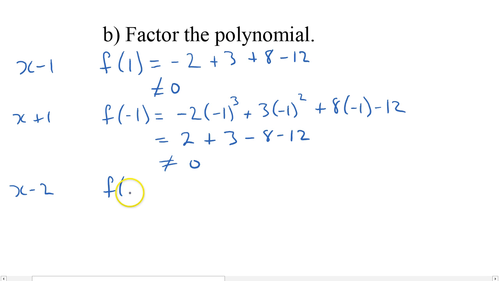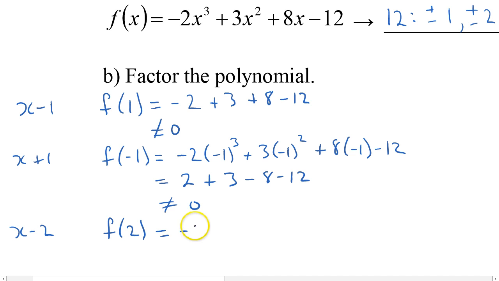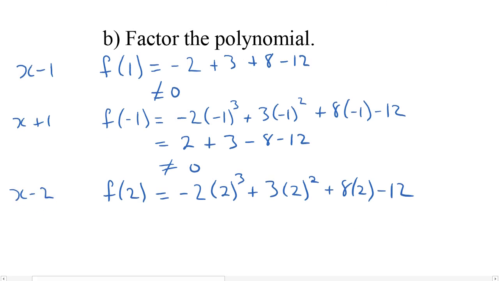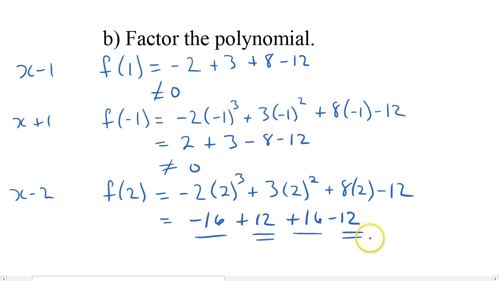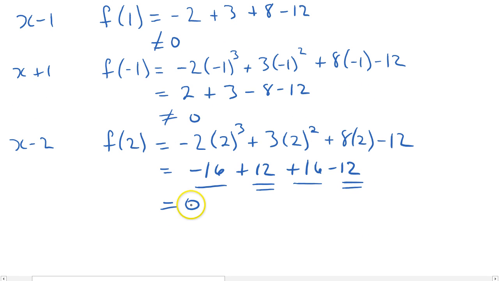So it is f of 2. I just need to be able to see my original function there: negative 2 times 2 cubed plus 3 times 2 squared plus 8 times 2 minus 12. Okay, so minus 16 plus 12 plus, hey, I'm getting excited. Look at this. I've got these minuses cancel each other out and the 12s cancel each other out. Oh, it's fantastic. So I get a 0 here. So I'm so happy because now I know one of them.